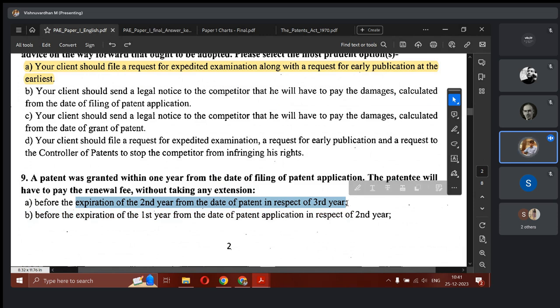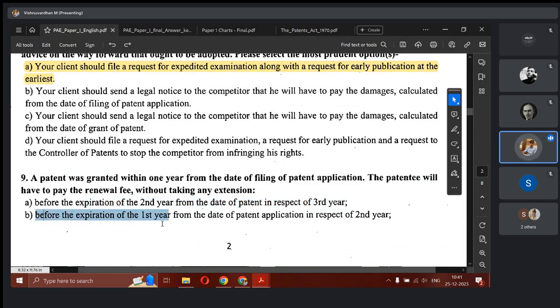This is correct. Only from the third year you'll have to start paying, and you can't pay it in the fourth year. For the third year you'll have to pay it beforehand. Otherwise your patent will be lapsed, and you'll have another 18 months or something to restore it. You'll have to go through the relevant section.